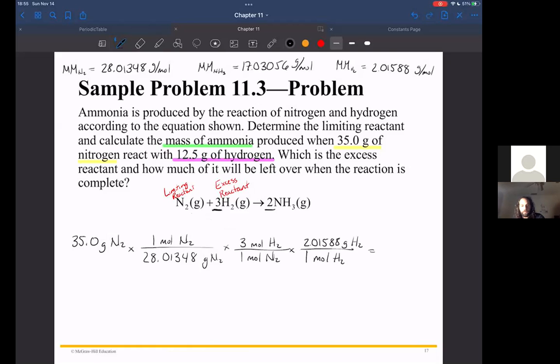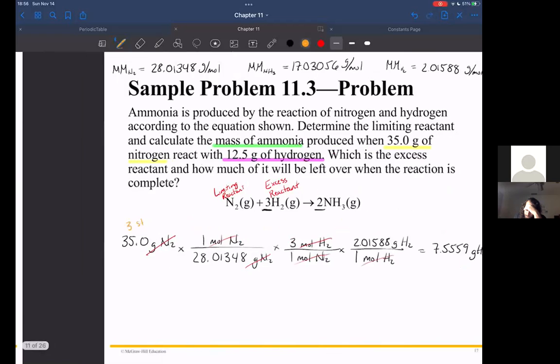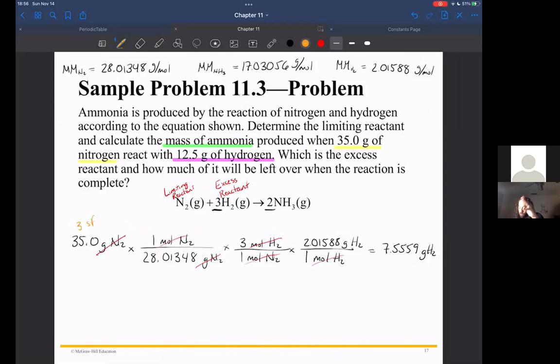Right? So if I punch this into my calculator, I get 7.5559. Paying attention to units, grams of nitrogen cancel out, moles of nitrogen cancel out, moles of hydrogen cancel out, and I'm left with grams H2. Paying attention to sig figs, I start out with 3 sig figs. My molar mass isn't going to limit me. Mole ratios are exact, so that's not going to limit me. And so what I'm left with is 3 sig figs in my final answer.